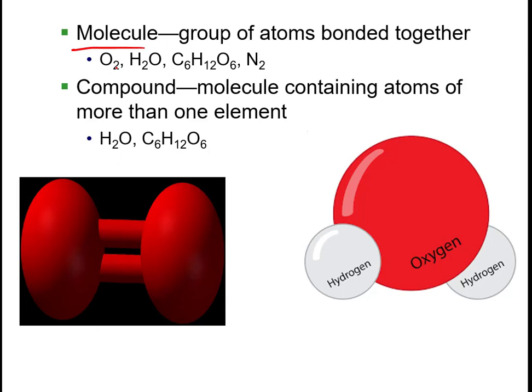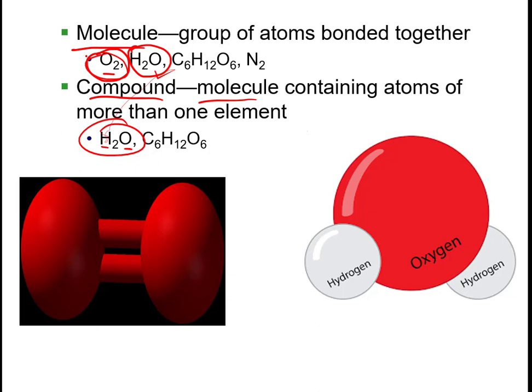So a molecule could be, for example, two of the same element bonded together, like O2, this is oxygen, or it could be a mix of elements like H2O, which is water. Now, a compound is basically the same thing as a molecule, only it has to have two different elements in it. So water is a molecule, and it's also a compound because it has hydrogen and oxygen. Whereas oxygen, O2, is not a compound because it only has oxygen, so it's just a molecule.